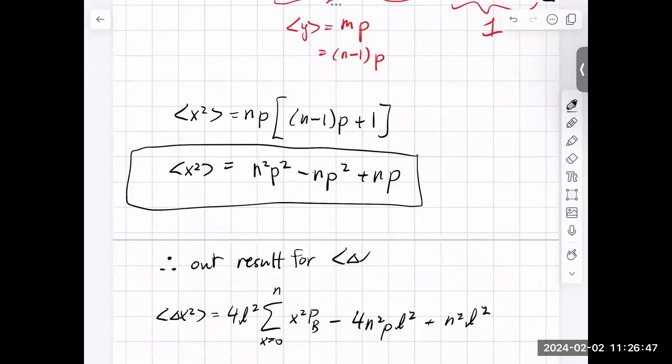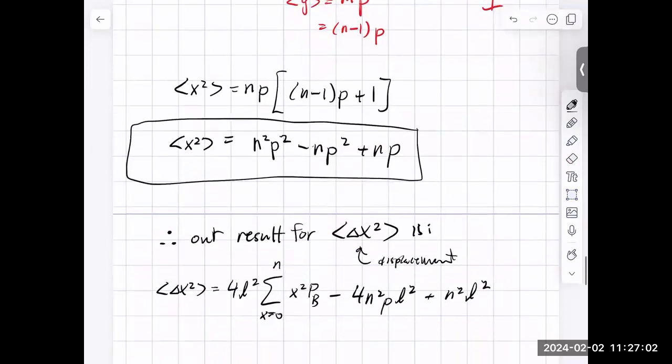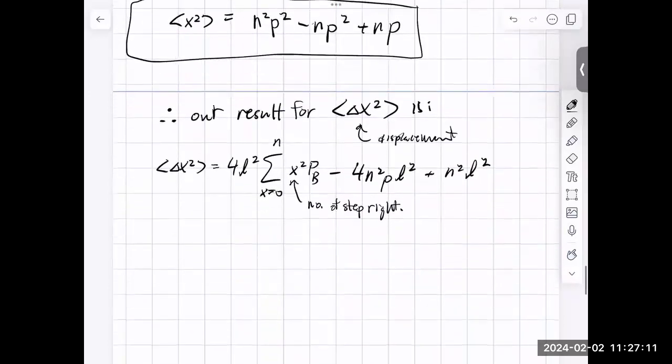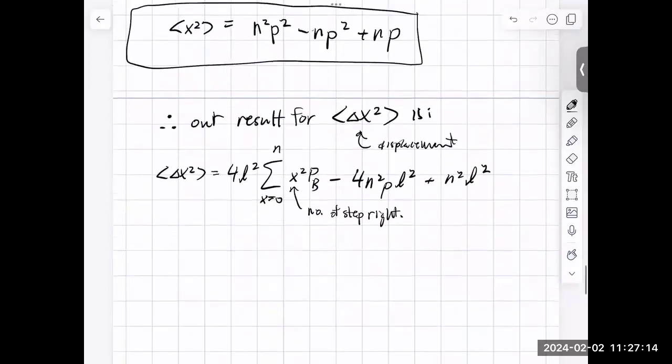So therefore, our result for the average of the square of displacement is, right, remember delta x we're using for displacement. And we have to be careful because for little x we're using the number of steps to the right, remember. So just to emphasize that. Okay, so all we're going to do is say, look, this thing is just the average of x squared, and now we have a result for that. And so we should be able to combine all these terms. And let's see what we get.